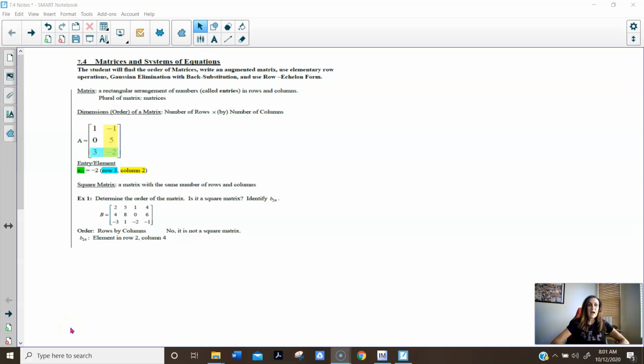Guys, this lesson is 7.4 Matrices and Systems of Equations. Today we're going to be looking at how we can use a matrix to solve a system of equations. In the past, we've solved a system by graphing, by substitution, and by elimination. So now we're going to look at how we can do that with matrices.